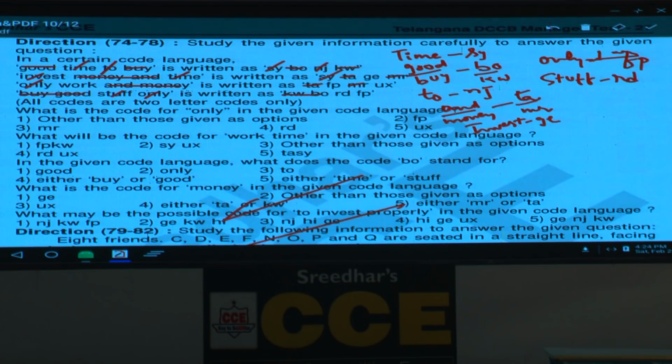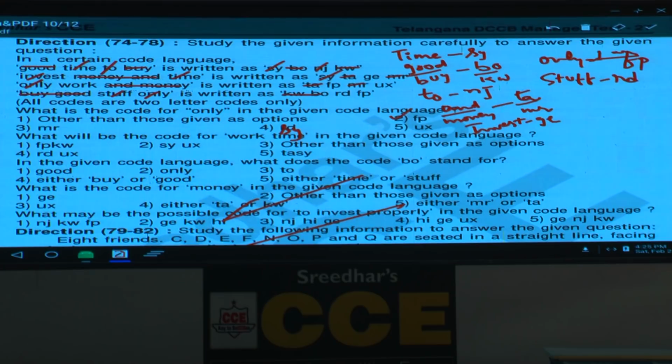Then question number 74, what is the code for only in the given code language? Only in the given code language, what is the code here? FP, that is given in choice 2. And what will be the code for work time? Work and time, tell me what is the code here? Time is SY, and work, what will be the code for work time?